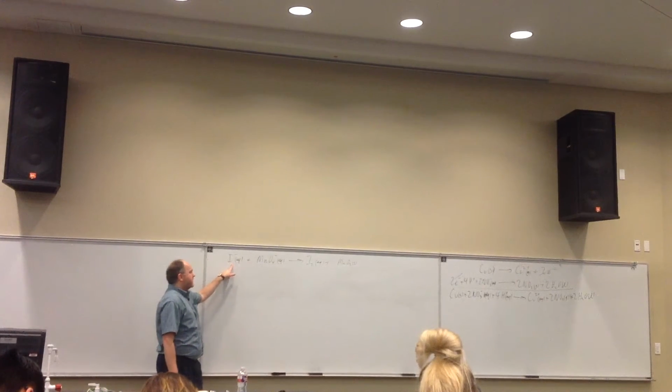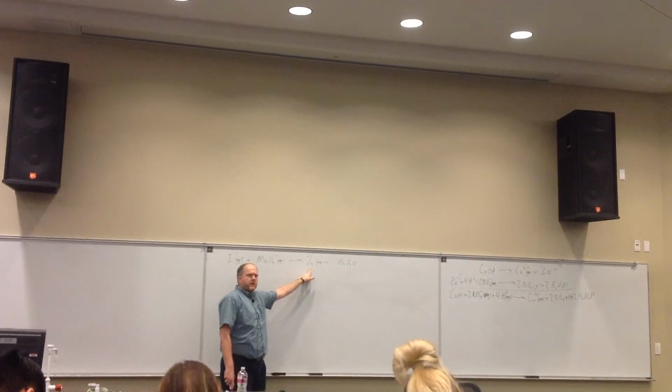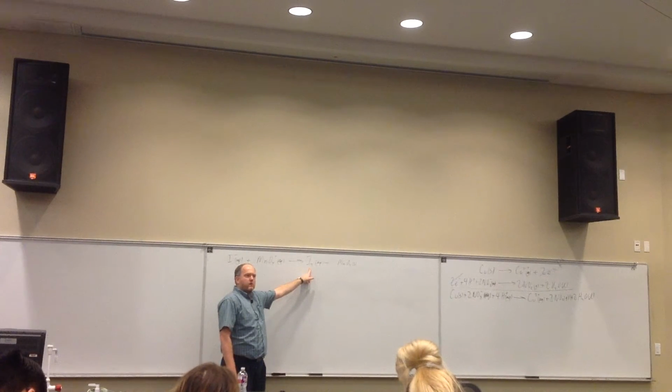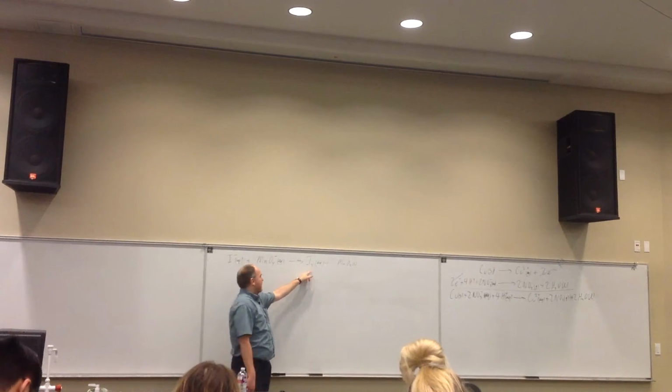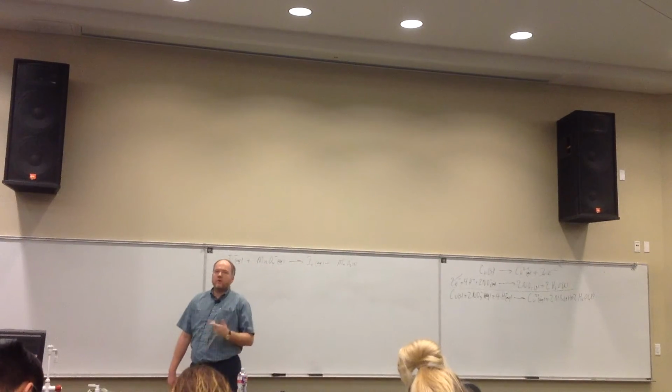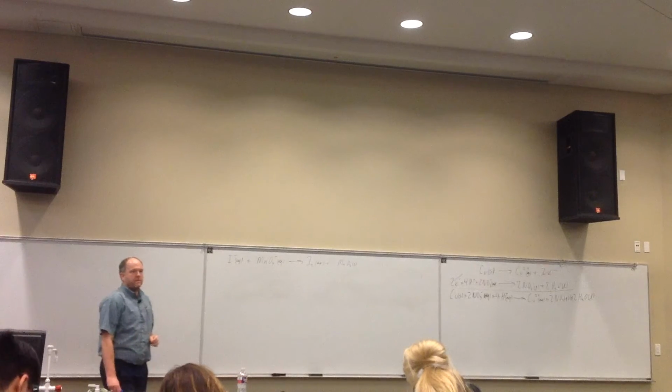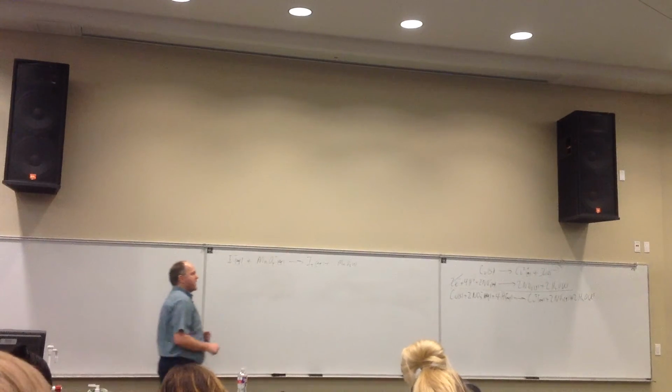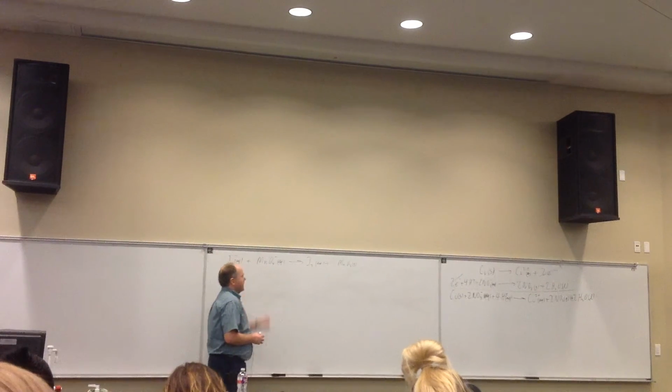Iodine is going from -1. What's the oxidation state for iodine in I2? 0. Okay, it's in its elemental form, so it's got to be 0. So I'm going from -1 to 0. Am I losing an electron or gaining an electron? Losing, so it's going to be on my oxidation half reaction.